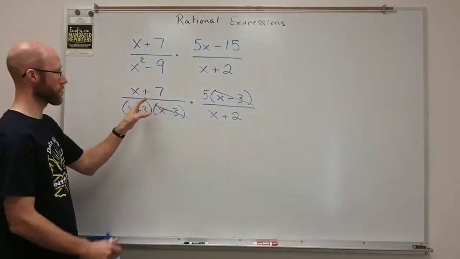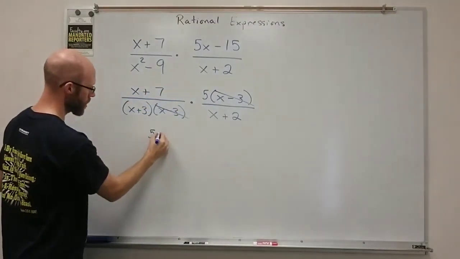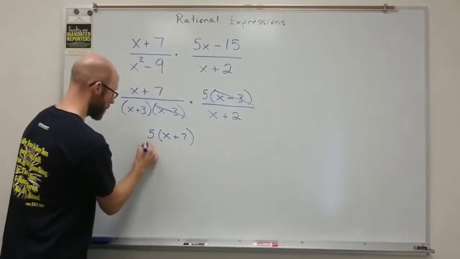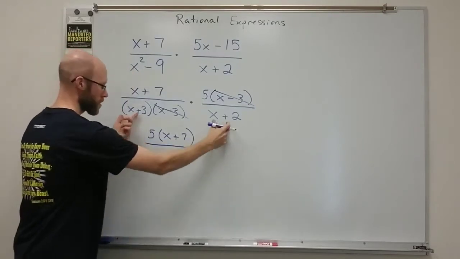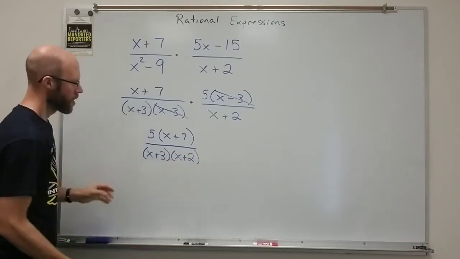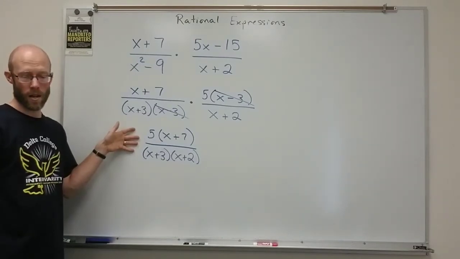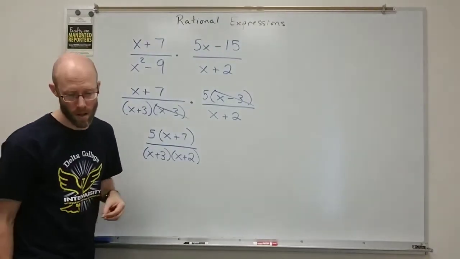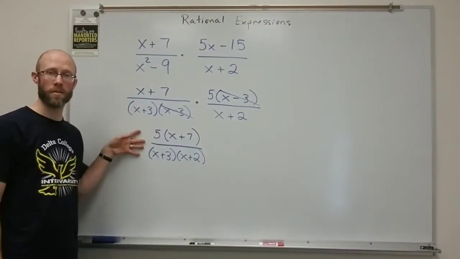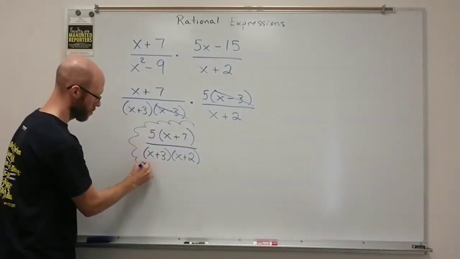So once I've canceled those out, I can multiply x plus 7 times 5. Well, I'm just going to write it as 5 times x plus 7. The order doesn't matter when multiplying. And on the bottom, I have x plus 3 and x plus 2. Again, order doesn't really matter. Okay? This would be a sufficient answer in simplified form. Now, I would accept this answer. I actually believe my math lab will accept this answer, leaving it factored. Okay, there's nothing wrong with leaving it factored. So I'm going to go ahead and put a little cloud around this one.